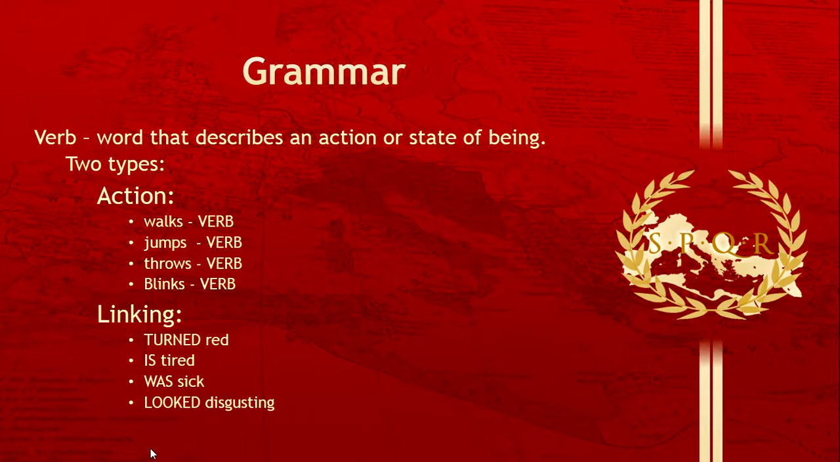A verb is any word that describes either an action or a state of being. An action verb involves some sort of physical movement, some sort of physical change. Walks is a verb. Jumps is a verb. Throws is a verb. Blinks is a verb. Linking verbs describe a state of being. There's no actual physical movement involved, but it tells you about how a person, place, or thing is feeling at that particular moment. So, turned red, is tired, was sick, looked disgusting. Those are all examples of linking verbs.